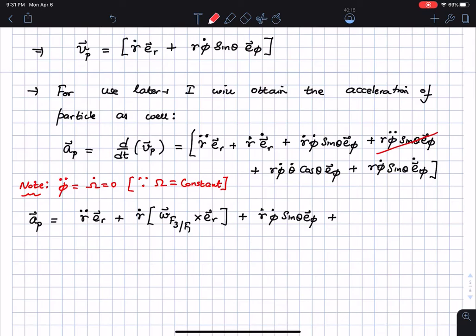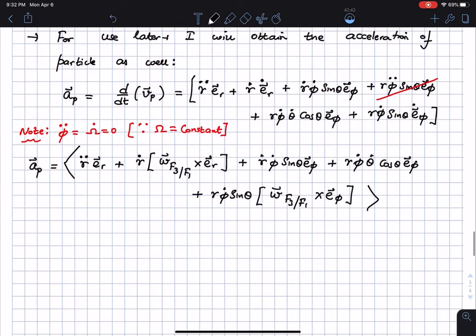Okay, so that's the reason why that term gets knocked off. Then I have two more terms, which is going to be r phi dot theta dot cos theta e phi, and then I'm going to have r phi dot sine theta omega of f3 slash f1 crossed with e phi. Okay, this is the entire acceleration term.